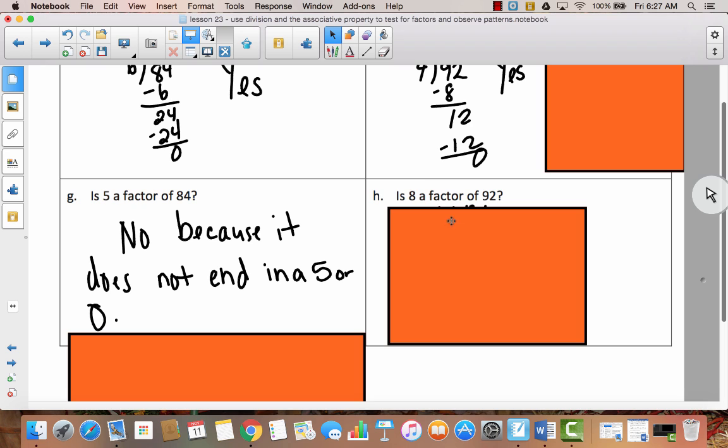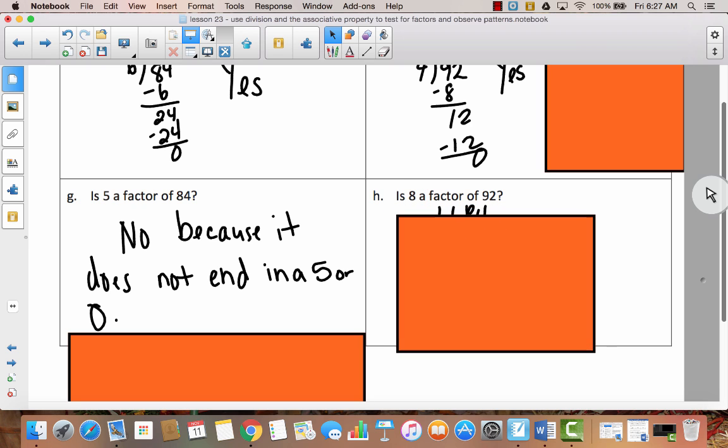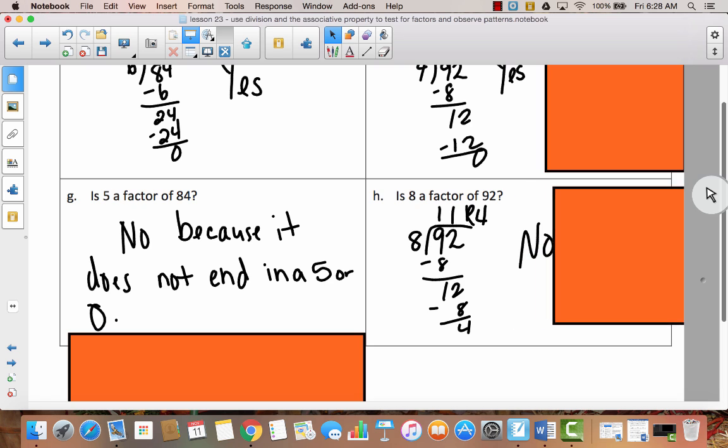All right, so for H, when I was looking to see if 8 was a factor of 92, again, I decided to use division. And when I divided 92 by 8, I got a remainder of 4. So no, 8 is not a factor of 92.